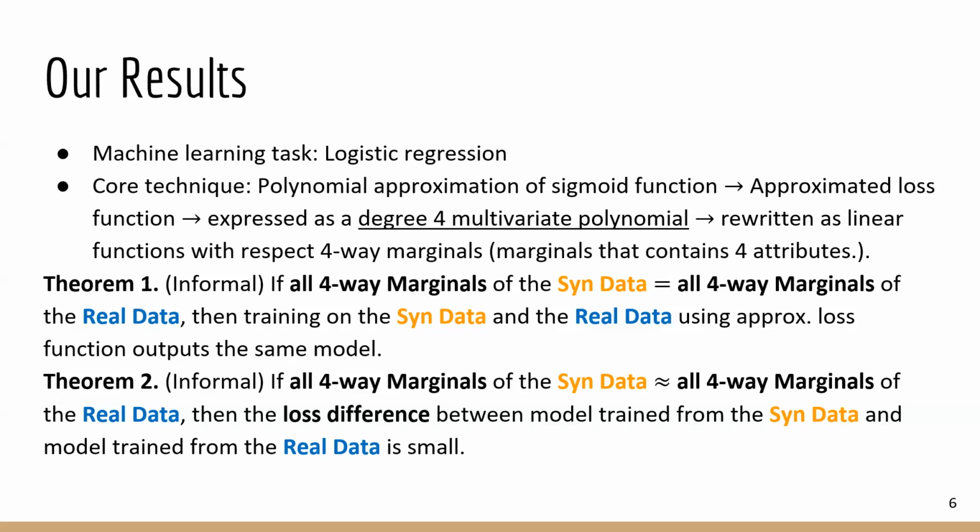Okay. So our Theorem 1, informally, is that if all the four-way marginals of the synthetic data exactly equal all the four-way marginals of the real data, then training on the synthetic data and training on the real data using this approximate loss function will give you the exact same output model. And our Theorem 2 says that if all the four-way marginals of the synthetic data roughly equal all the four-way marginals of the real data, then the loss difference between the model you train from synthetic data and the model you train from the real data is small. Okay, we will go into detail.